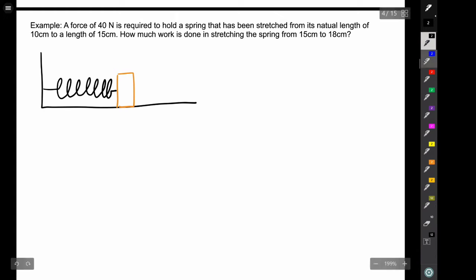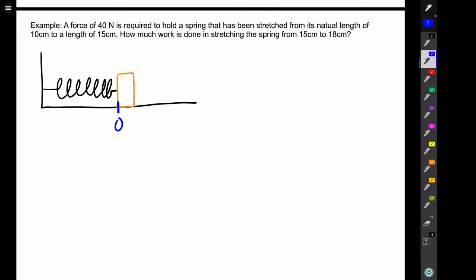So what we're actually going to do is call this point right here 0. Okay? Because when we're dealing with spring problems, we want to measure things in terms of how much it's stretched or compressed, right? We don't want to take into account the length of that spring, right? So this is going to be our 0 here, all right?